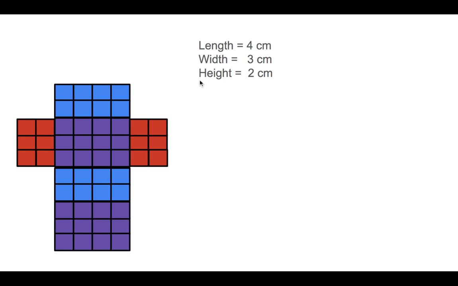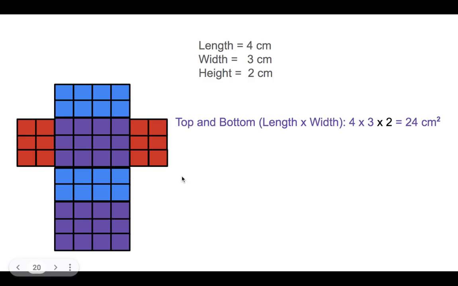So if we know that the length is 4 centimeters and the width is 3 centimeters and the height is 2 centimeters, we can calculate the surface area. So if we look at the top and the bottom, which is the purple, the length multiplied by the width is 4 multiplied by 3. And I'm going to multiply it by 2 because I have a top and a bottom. So 4 multiplied by 3 is 12, and 12 multiplied by 2 is 24 square centimeters.